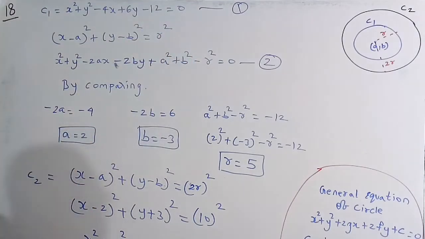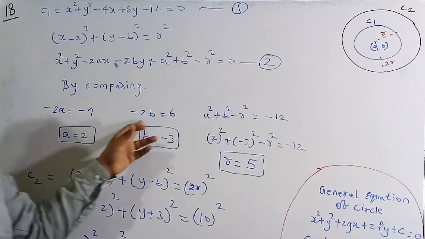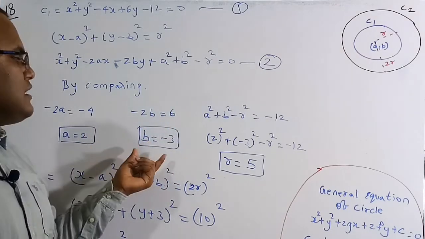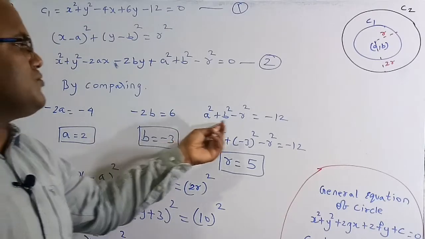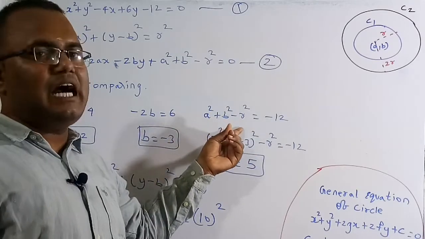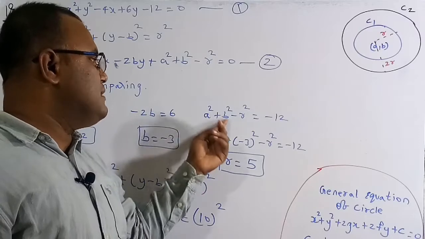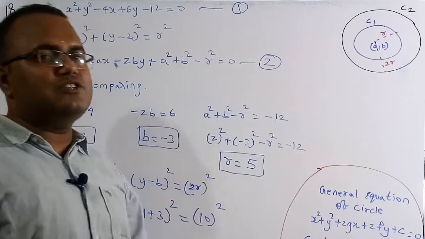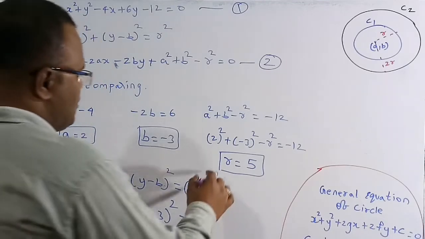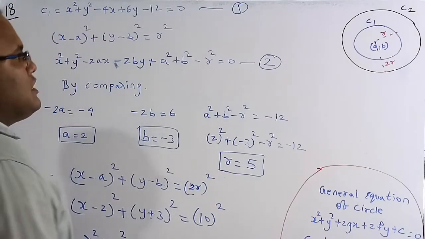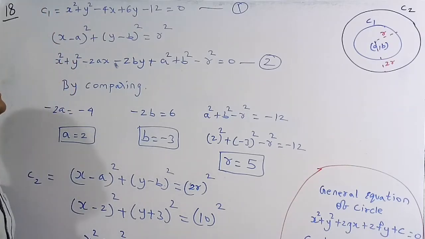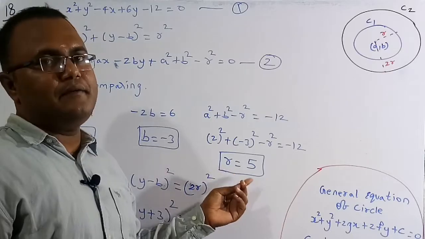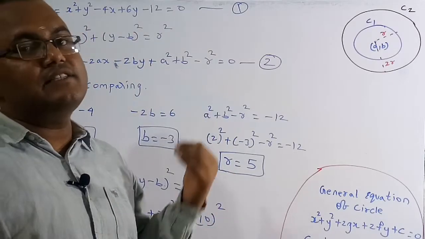So minus 2a is equal to minus 4, therefore a is equal to 2, and minus 2b is equal to 6, therefore b is equal to minus 3. Now I know the value of a and b, so I can substitute in this equation to figure out the value of r. So a is 2, b is minus 3, and minus r square is equal to minus 12. If you solve this equation, we get r is equal to 5. Therefore, for circle C1, the center point is 2 comma minus 3 with a radius of 5. But we have to find the equation of circle C2.